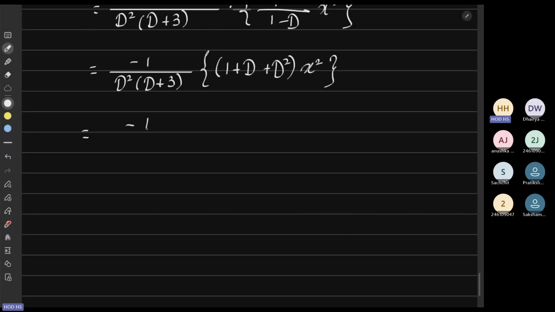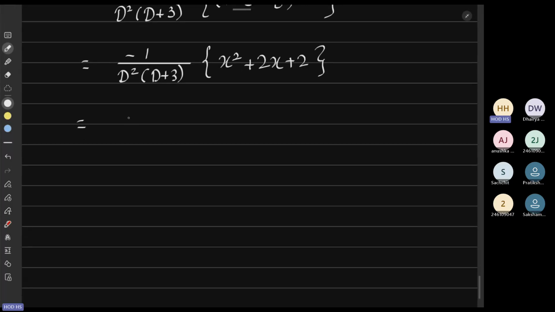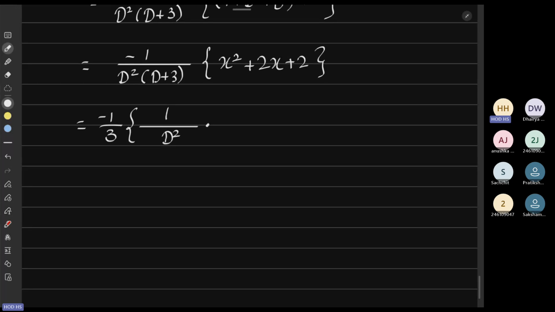So this quantity is minus 1 upon D squared plus 3 times 1 into x squared is x squared, D into x squared is 2x, and D squared into x squared is 2. Again, I'll take minus 1 by 3 common and I will write down 1 upon D squared times 1 upon 1 minus 1 plus D by 3 of x squared plus 2x plus 2.